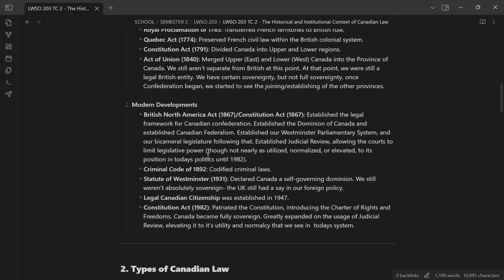Again, depending on the exam question. But for the purpose of this lesson, just remember 1982 with the Constitution Act of 1982. That is when judicial review was really elevated, right? Let's move on to the next. The Criminal Code of 1892 that codified criminal laws. The Statute of Westminster of 1931 that declared Canada as a self-governing dominion.